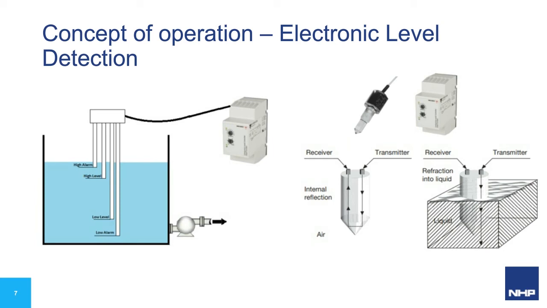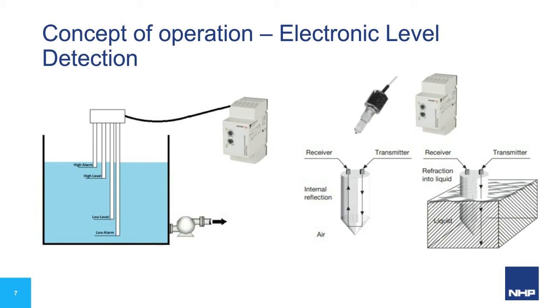Now, the advantages of electronic level detection are you have discrete levels for detection by cutting the probes down or placing the photoelectric sensor at the correct level. And the relay also recognizes detection and you can fine tune the sensitivity of this.